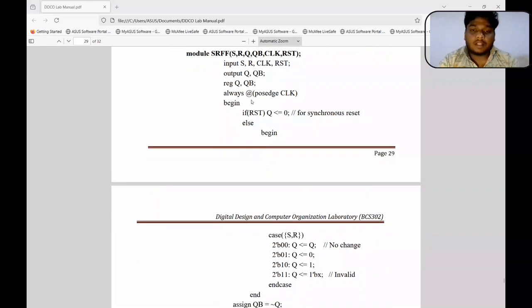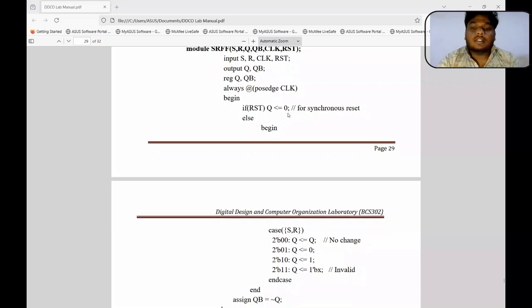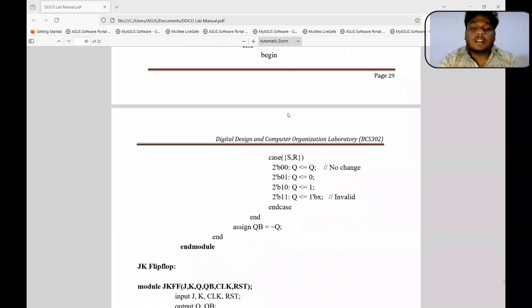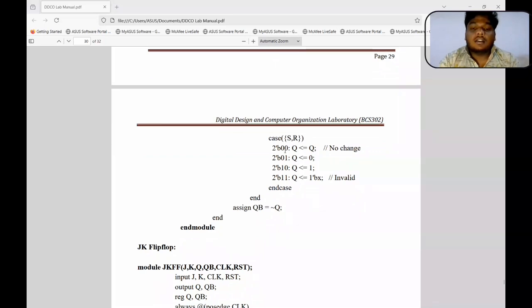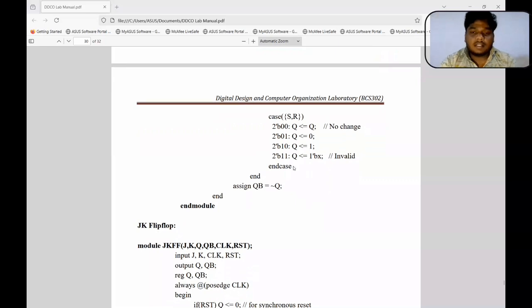Always when the clock triggers, then program execution begins. If reset value is 0, it is a synchronous reset, else case of SR starts. If input is 0 0, there is no change. Input is 0 1, output is 0. Input is 1 0, output is 1. Input 1 1 is an invalid input. Here the case ends, assigning QB equals inverse of Q, because QB is the complementary output of Q.